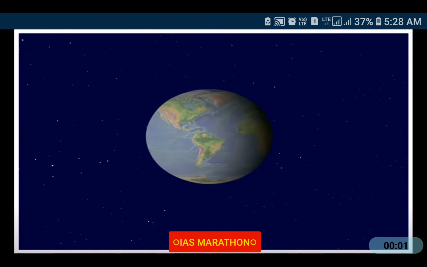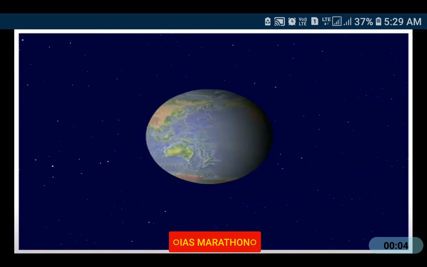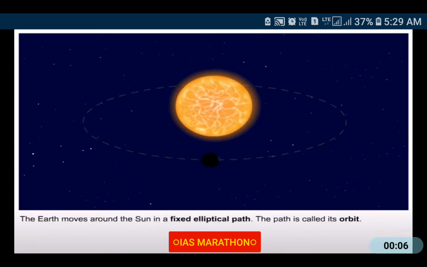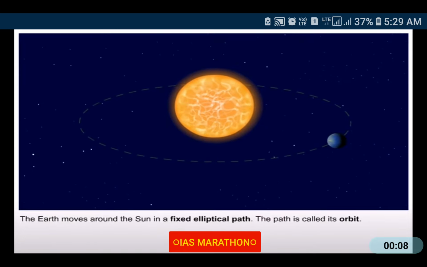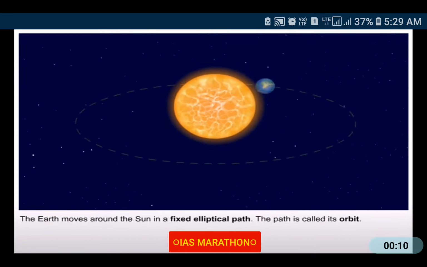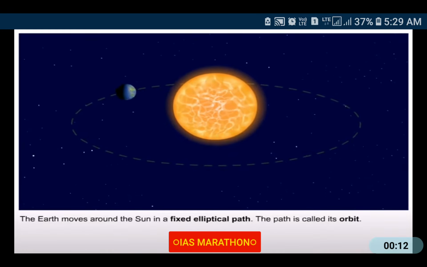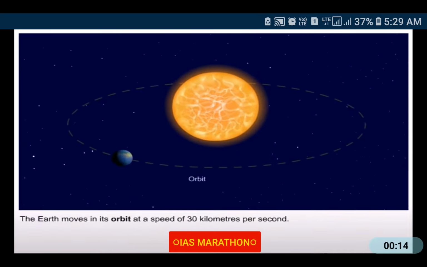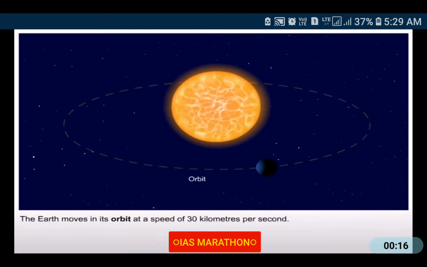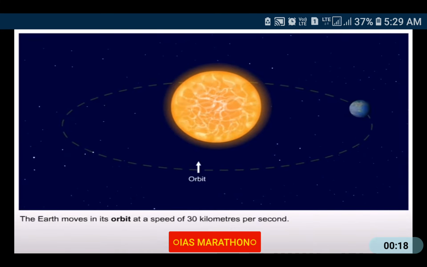Motion of the Earth. The Earth moves around the Sun in a fixed elliptical path. The path is called its orbit. The Earth moves in its orbit at a speed of 30 kilometers per second.